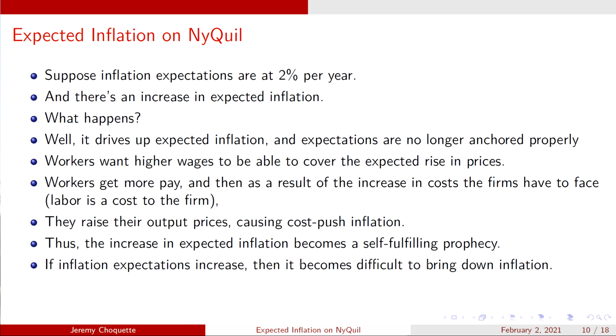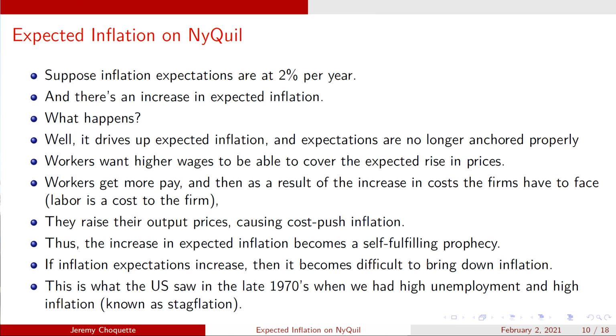If inflation expectations go up, it can be difficult to bring down inflation. This is what the U.S. saw in the late 1970s. We had high unemployment and high inflation, and it was the result of some of it were supply shocks, which the Federal Reserve isn't particularly tailored to be good at. But there were also other issues such as relatively loose monetary policy because of, we could say, a misunderstanding of the relationship between inflation and unemployment. So we ended up with high unemployment and high inflation, which was known as stagflation. And we can talk about that a little bit later as well.